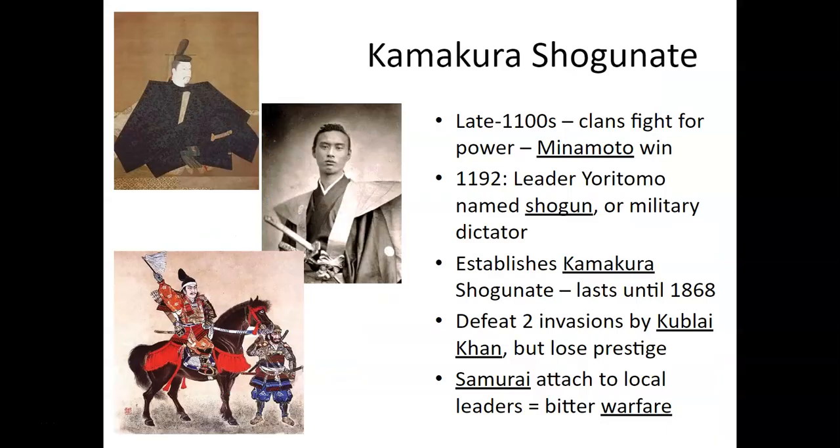Now, we have the Kamakura Shogunate. The Kamakura Shogunate is going to take control in the late 1100s, as the clans fight for power, the Minamoto clan wins and establishes this shogunate. Now this is important because their leader, Yoritomo, is going to be named what's going to be known as the shogun, or military dictator. Now he's going to be military dictator or shogun along with the emperor.